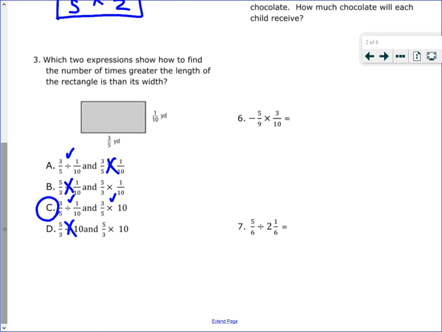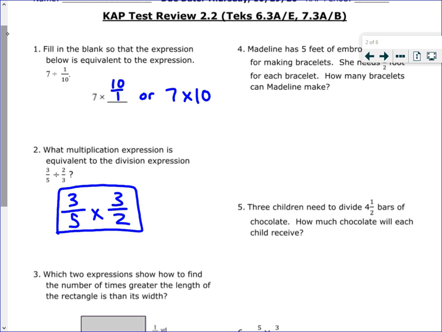Let's take a look at number 4. Madeline has 5 feet of embroidery thread for making bracelets. She needs 1/2 foot for each bracelet. How many bracelets can Madeline make? So just using a little logic here, we wouldn't multiply. We would be dividing to figure out how many bracelets she can make. So we're going to be finding how many groups of 1/2 she can make with 5 feet. So 5 divided by 1/2.